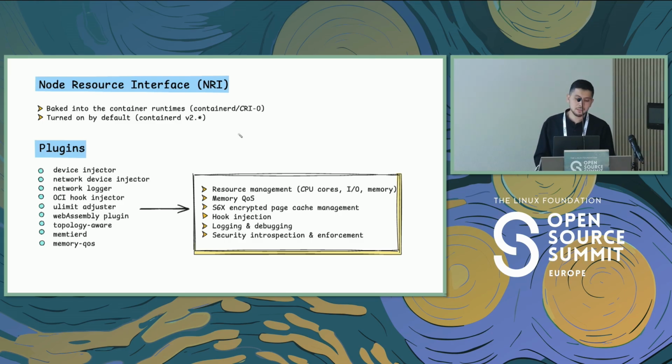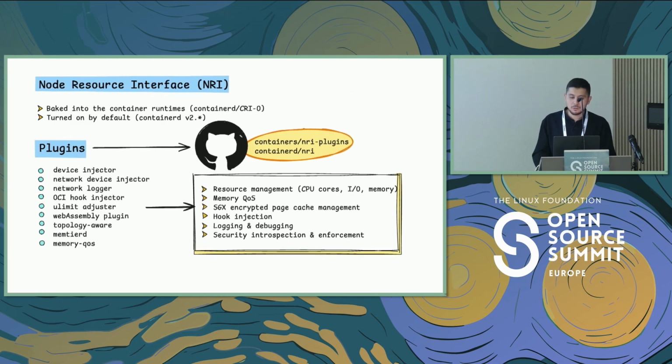Some are purely about resource management, trying to optimize the resource consumption for Kubernetes. Some are about memory management and memory QoS. Some are about SGX encryption, hook injection, logging, debugging, security, and you can come up with whatever plugin you have in your mind. Those plugins, plus the others, are available under the containers/nri-plugins repo. This is the first place, or one of the places. The other one is under the containerd GitHub org inside the NRI repository.